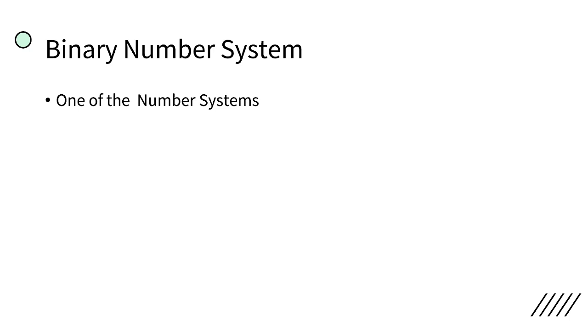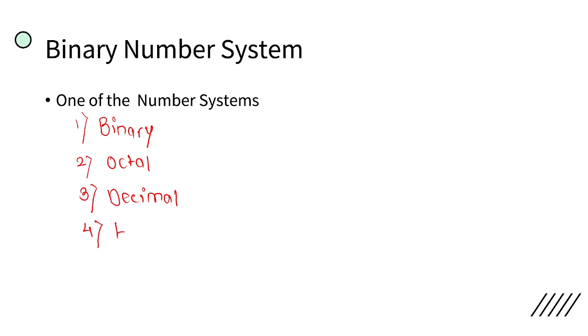As we discussed, the binary number system is one of the number systems and it is important for computer communication. There are several other number systems also present. For example, the second one is the octal number system. Third, we have the decimal number system, and fourth, we have the hexadecimal number system. So let's differentiate between these number systems.